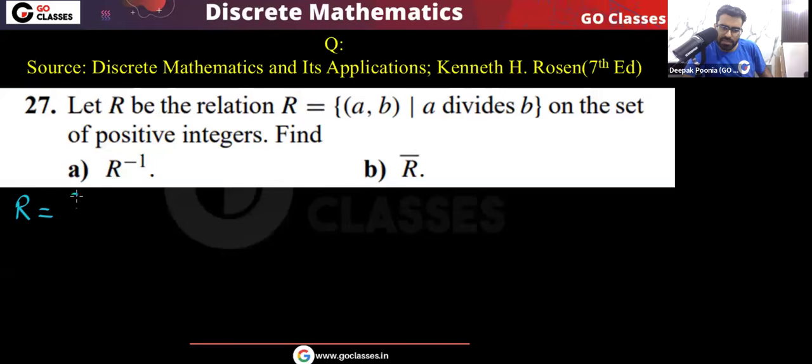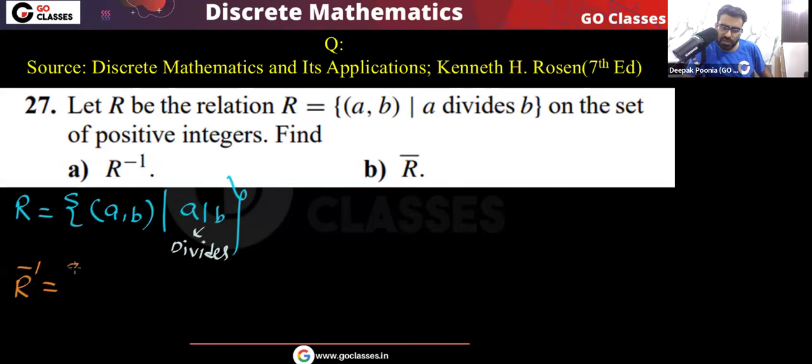First of all, the relation R is the ordered pair AB. A will be related to B if and only if A divides B. Okay, this is the symbol for divides. So very simple. Now let's see what will be R inverse and what will be R complement.